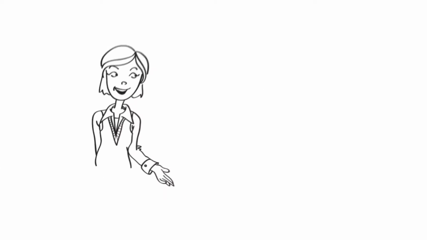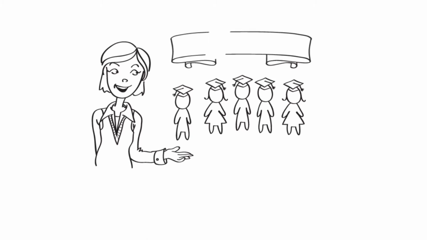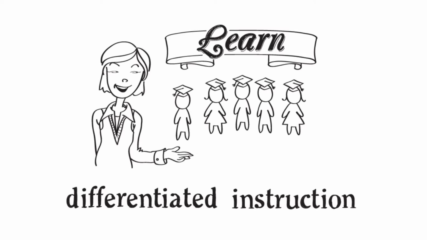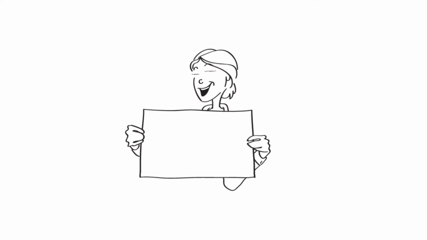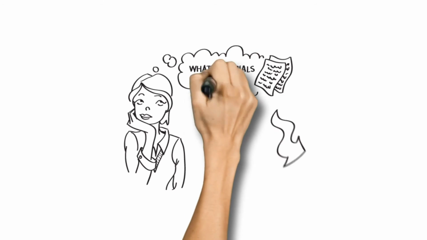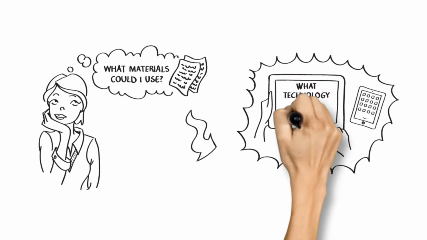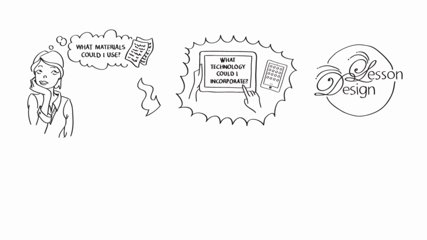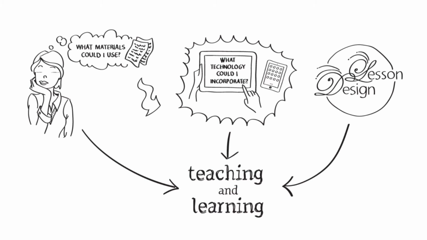So how do we create an environment where all of our kids can learn? Differentiated instruction is really the model that we need to look at and consider and manifest in our classrooms. So some of the questions that we might want to ask as teachers are, what are the curricular adaptations that I could make? Which includes, what materials could I use? What technology could I incorporate? Lesson design, how I sequence my lesson, and procedures that I might have to support my students. All of those things play into what meaningful teaching and learning can be in our classroom.